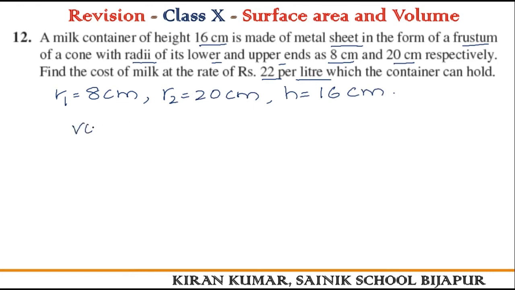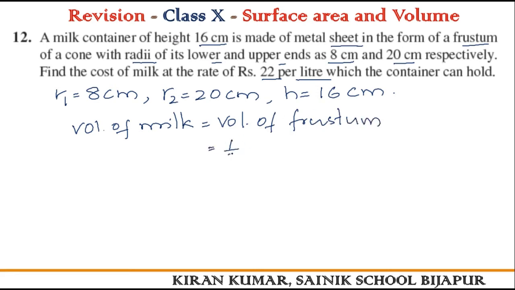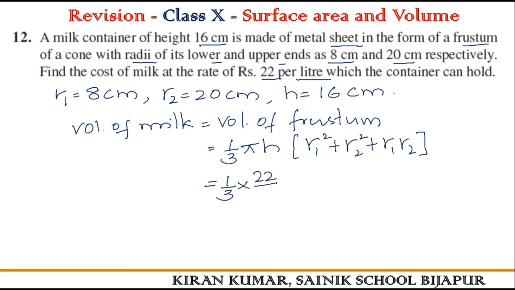So the volume of milk is same as the volume of frustum. Is 1 by 3 pi h times R1 square plus R2 square plus R1 R2. This particular formula you must remember. So 1 by 3 to be multiplied by 22 upon 7 into the height is 16 times R1 square is 8 square, R2 square is 20 square, R1 R2 is 8 times 20.